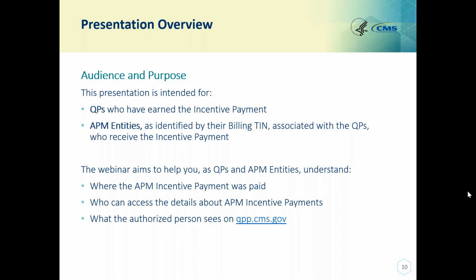So again, who we're trying to reach out to and who our intended audiences are: the QPs who've earned incentive payments and APM entities that are participating in advanced APMs who could be earning QP status and therefore their participants are becoming QPs. We would really like to help you here to understand who's earning the incentive payment, how it's getting paid, who can see details about that payment, and what you can do if you are confused about any of those things, where you can gain more information. And spoiler alert, qpp.cms.gov, the QPP portal, is where you should be able to find all the relevant information that's pertinent to you, either at the QP or APM entity level.